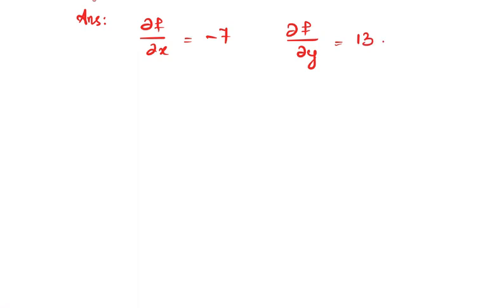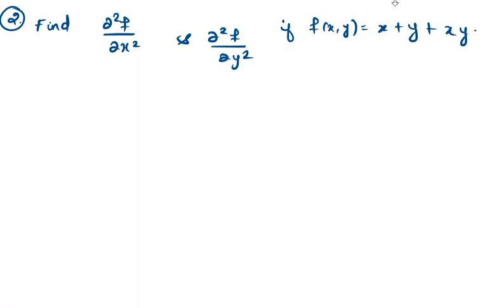Now let us move on to the second question. Now let us solve the second question. So here, as we did earlier, the same way only we are going to follow. So we have to find the second partial derivative. So that's what is mentioned. So we have to find dou squared f by dou x squared and dou squared f by dou y squared in the function which has xy, and it is given like this.